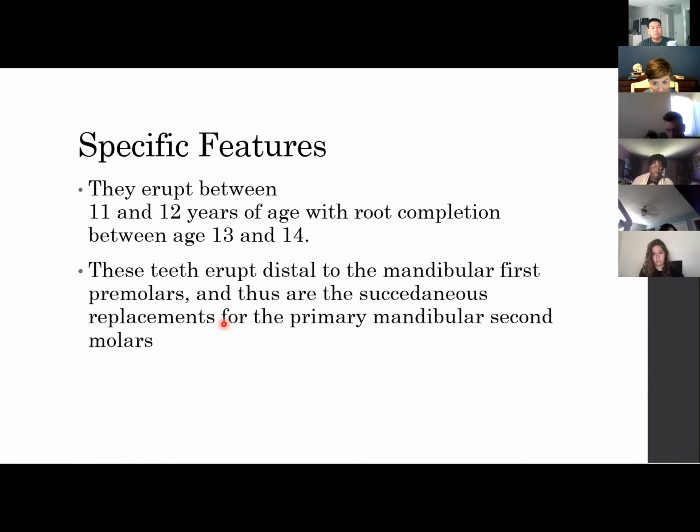say it? All together now. I know, this is why I hate Zoom, but it's right there. Which teeth does this replace? Second molar. The what one? The primary mandibular. Thank you.